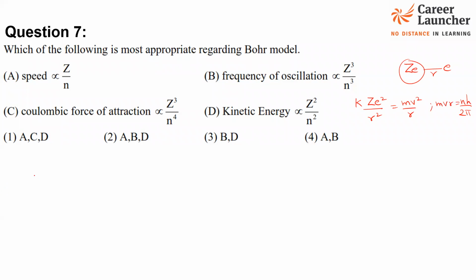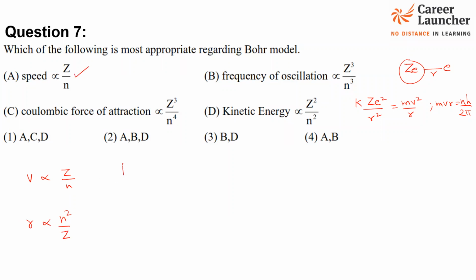So having said that, we know that speed will be proportional to z upon n, right? And as you can see, mvr equals nh by 2 pi, so R will be proportional to n upon v, so n square upon z. Now you have velocity or the speed proportional to z upon n. So this is correct. Okay.